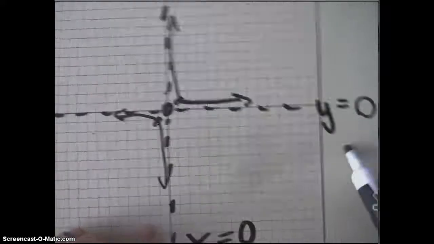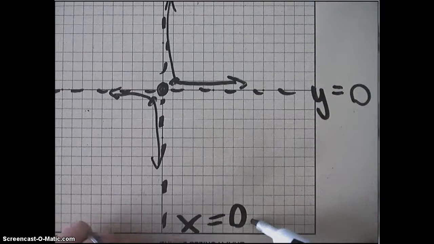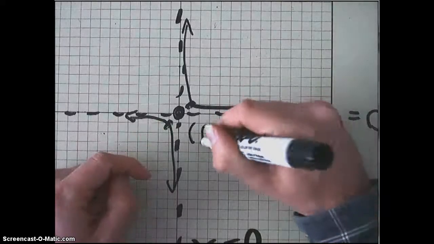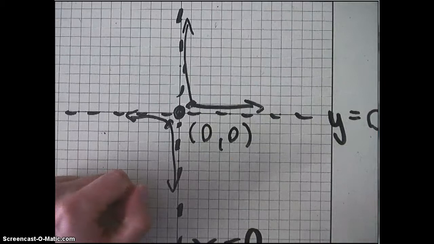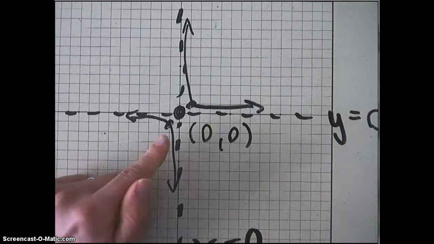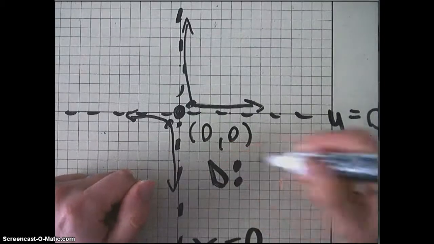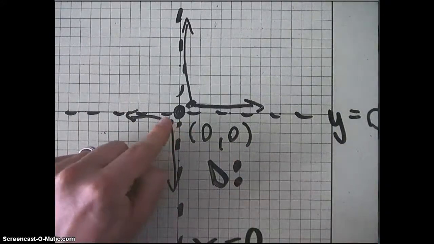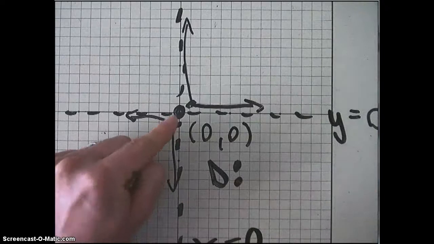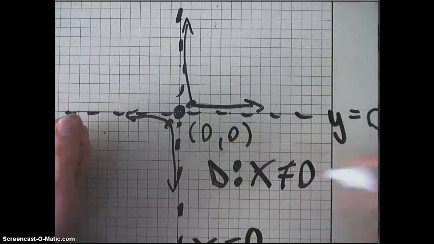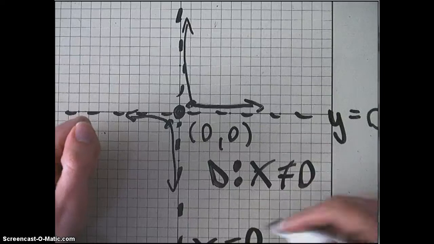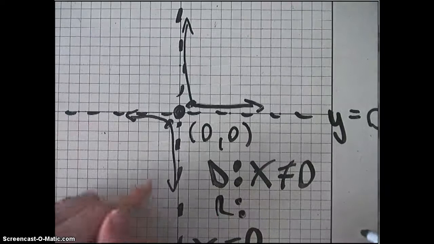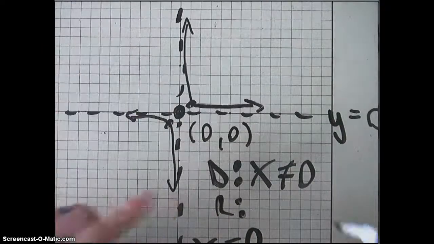So it's got one horizontal asymptote at y equals 0 and a vertical asymptote at x equals 0. The intersection of those asymptotes is at the origin, 0, 0. And the domain of this thing goes to the left forever and it goes to the right forever, but there's just one spot where it does not touch this graph. And it's at 0. So the domain is all of the x values except for 0. And the range is the same way. It's all of the y values except for that one at 0.